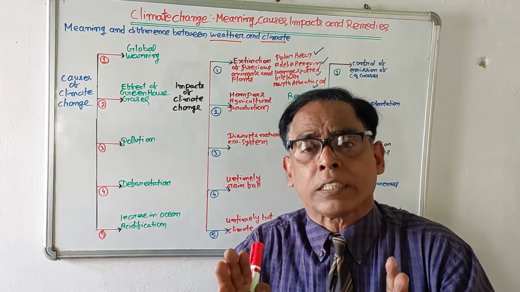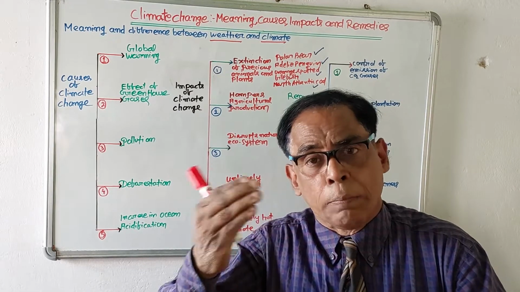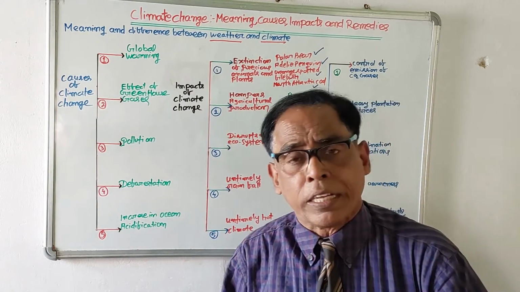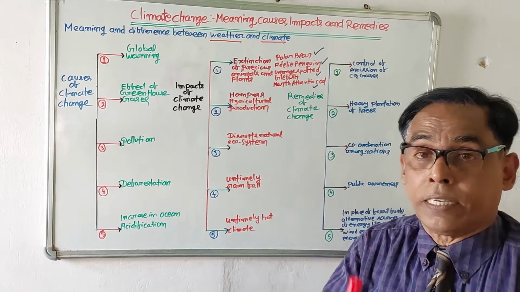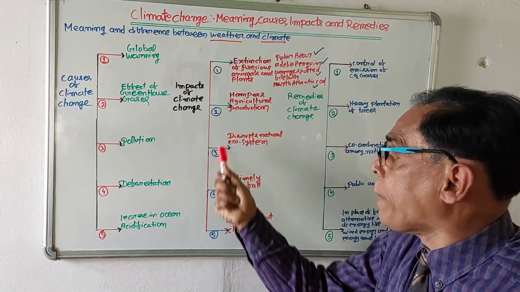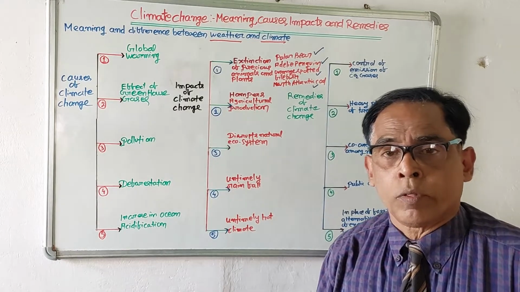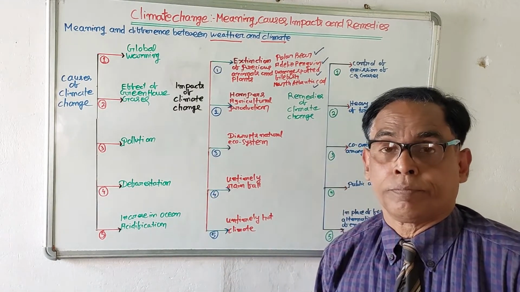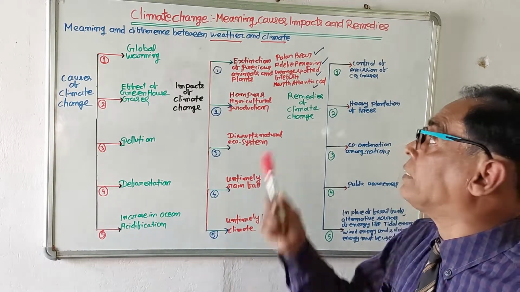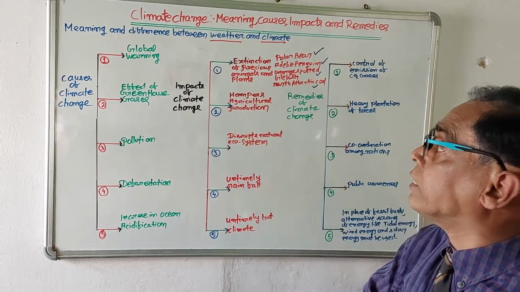So we have discussed what is climate change, how it is different from weather change, and what are the main causes of climate change. Now we'll discuss another important thing, what are the impacts of climate change. There are some negative impacts of climate change. The first impact of climate change is extinction of precious animals and plants.